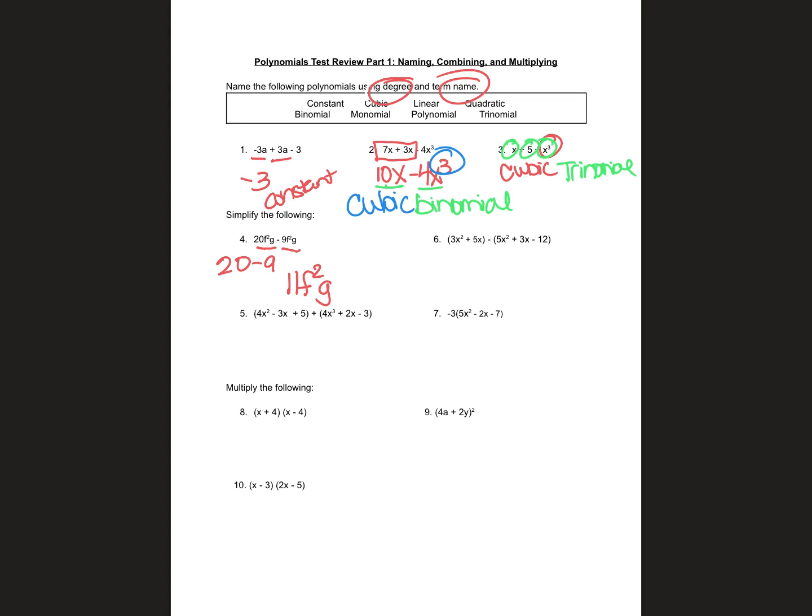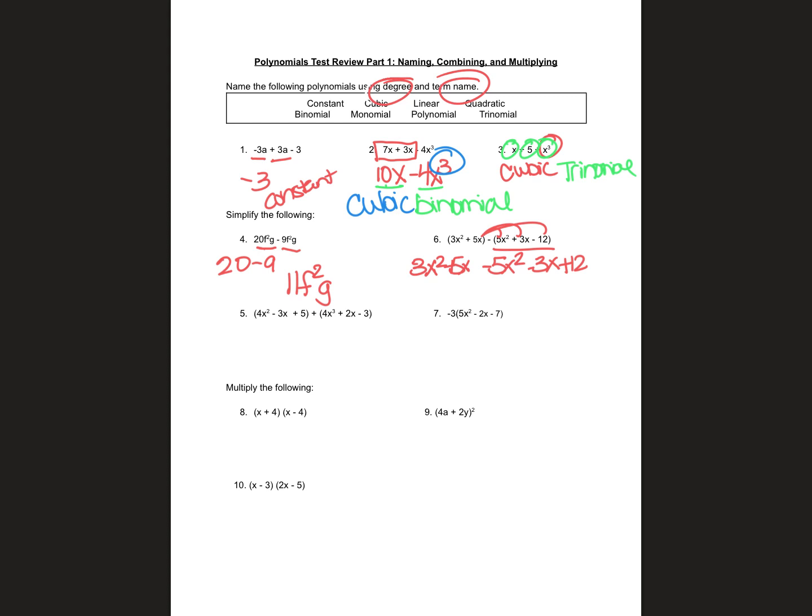Looking at number 6. So number 6, we are subtracting these polynomials. The first thing that I'm going to do is distribute that subtraction sign to everything in this second polynomial. So that would leave me with a negative 5x squared, a negative 3x, and a positive 12. Okay, so that's the first thing I'm going to do. And then I'll bring down here my 3x squared plus my 5x.